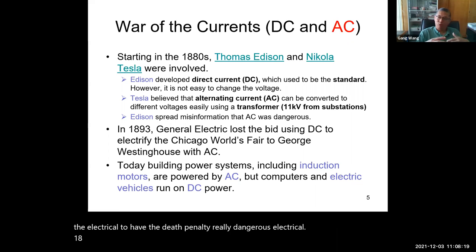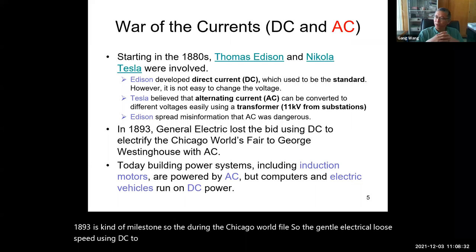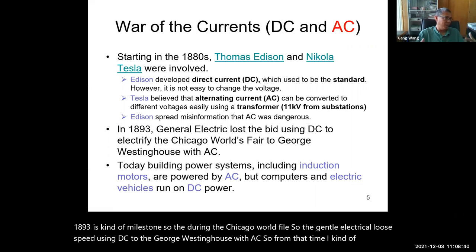1893 is kind of a milestone. During the Chicago World's Fair, General Electric lost a bid to using DC to George Westinghouse with AC. So from that time, AC won this war, right?